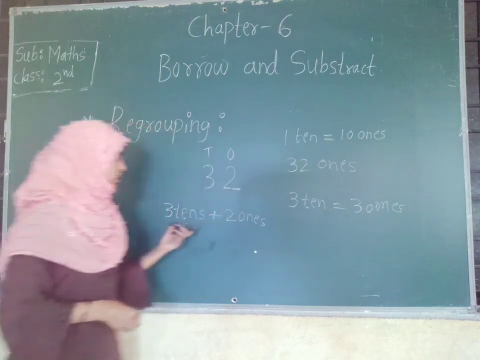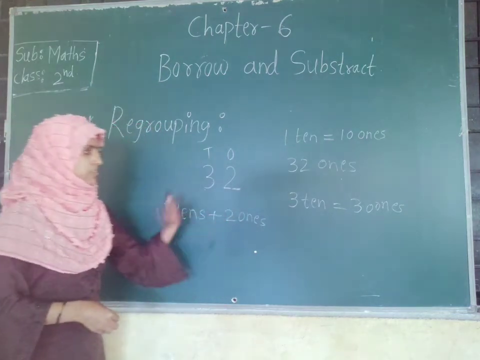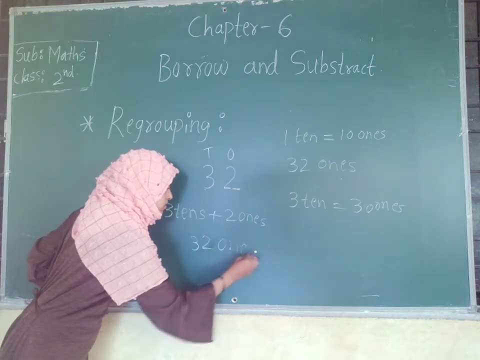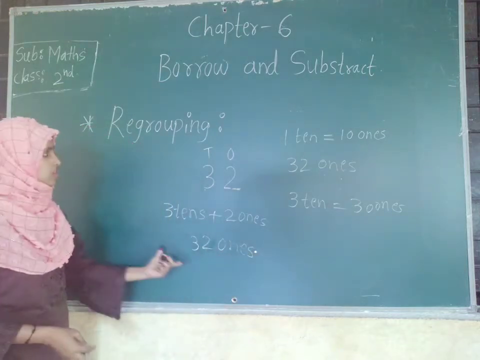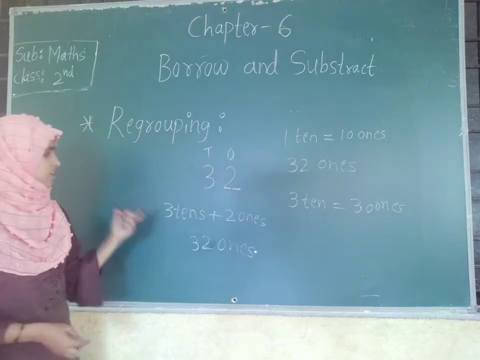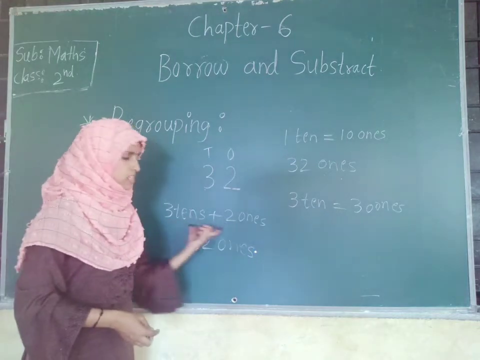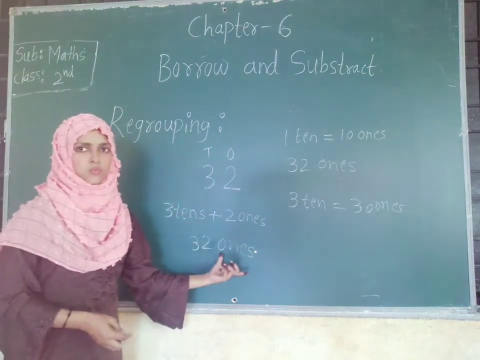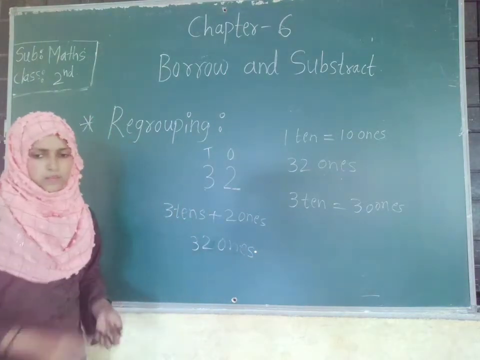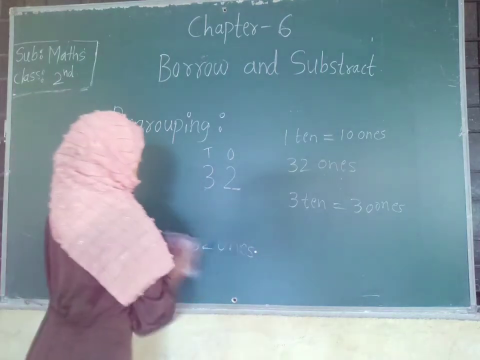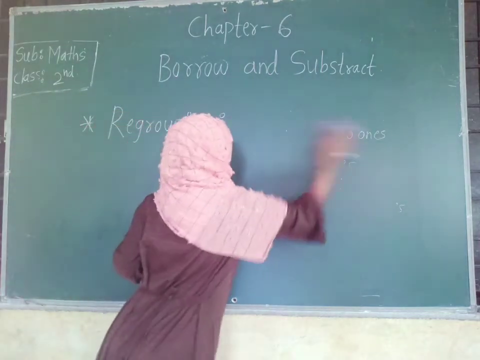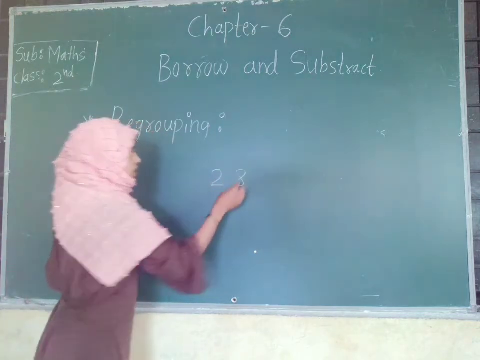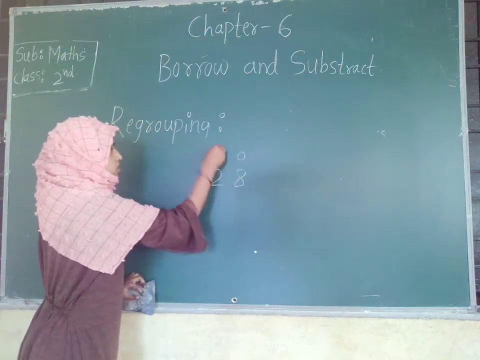So we can say 3 tens and 2 ones. Otherwise we can say 32 ones. Yes or no? So this is the regrouping. We can regroup this as 3 tens plus 2 ones, or we can regroup this as 32 ones. One more example. 28. Okay, 8 is in ones place and 2 is in tens place.